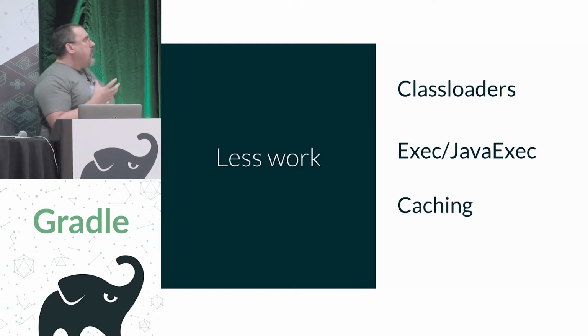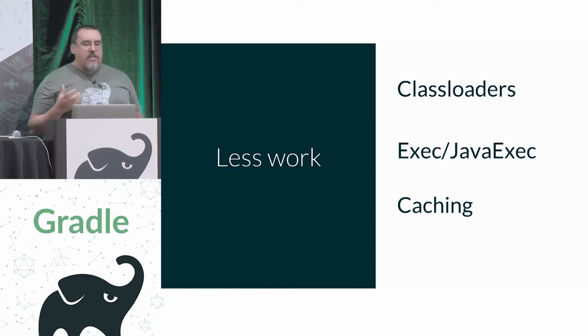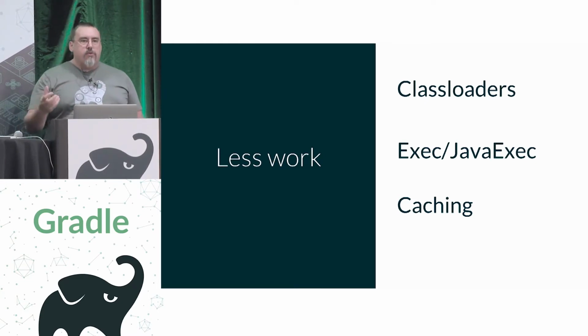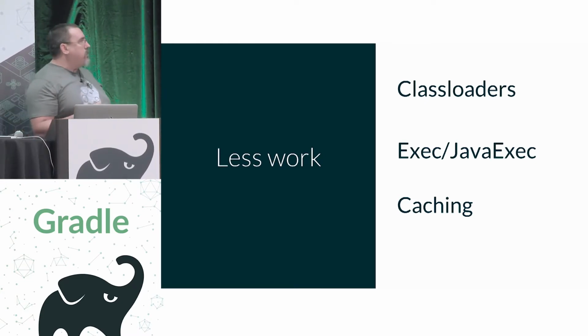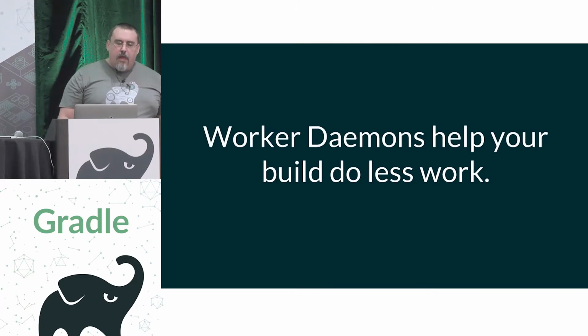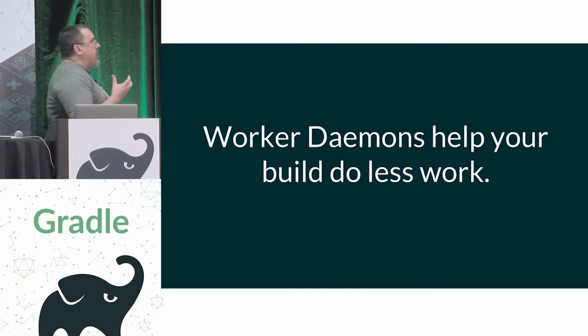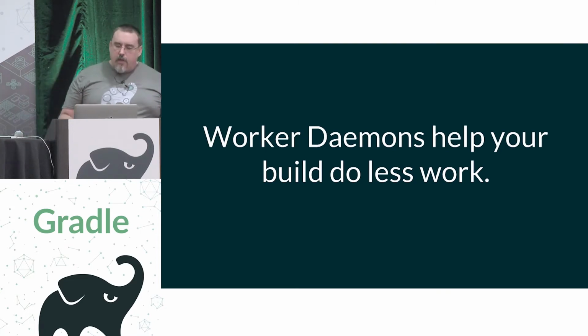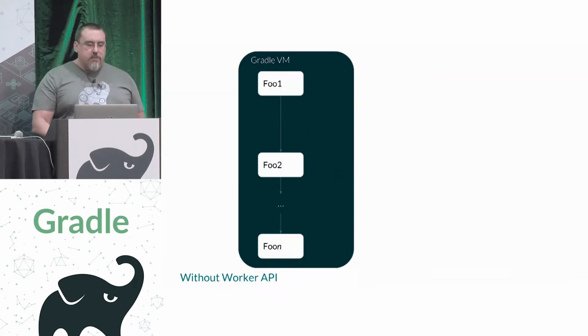And so fundamentally, what we want to be able to do is do more caching, right? Caching certainly at a class loader level, can I reuse loaded classes, but also at a process level. Having a long-lived process is a form of caching. And that's what worker daemons are intended to do. This isn't the only thing that they do, but they help your build do less work. So let's take a look at what this means.